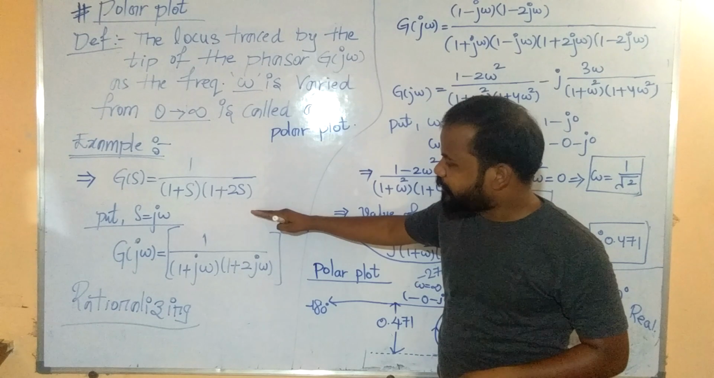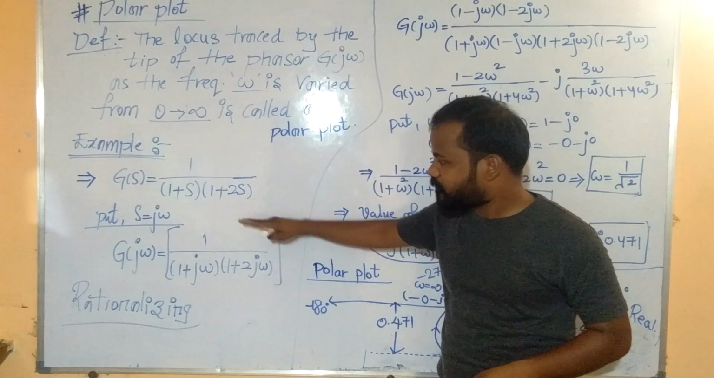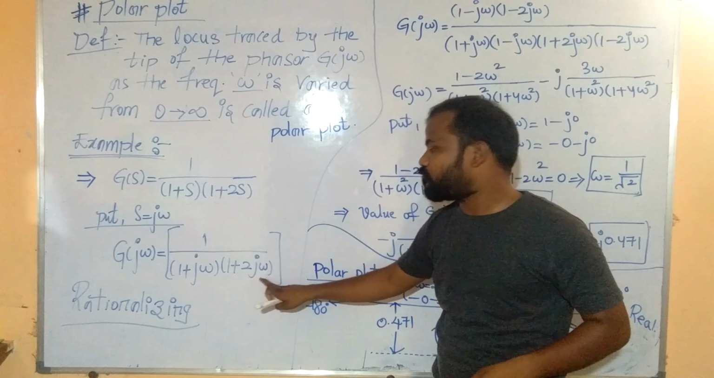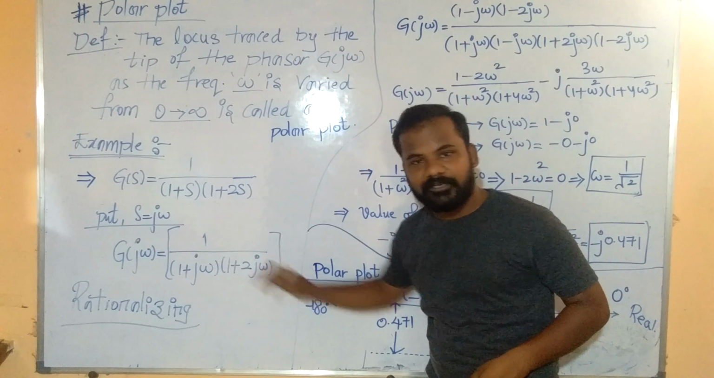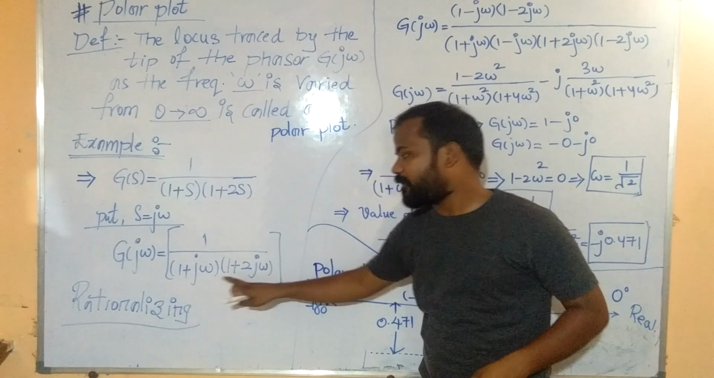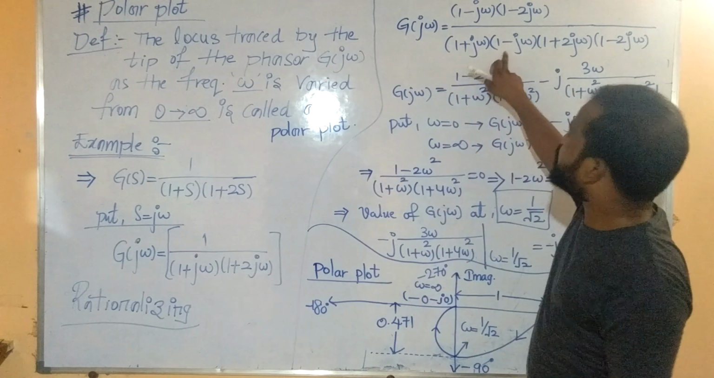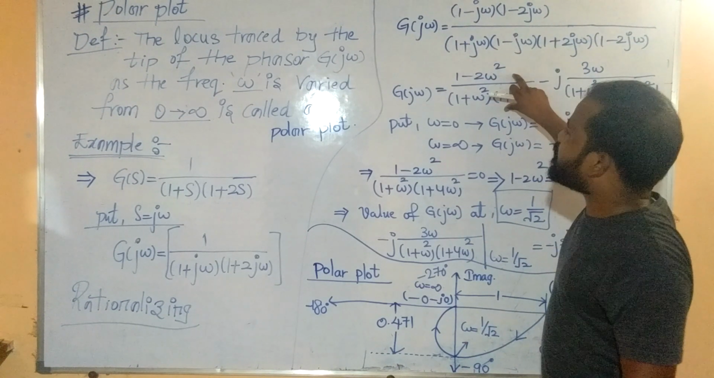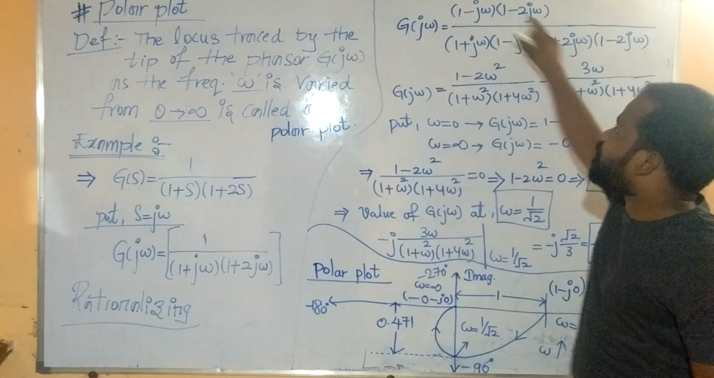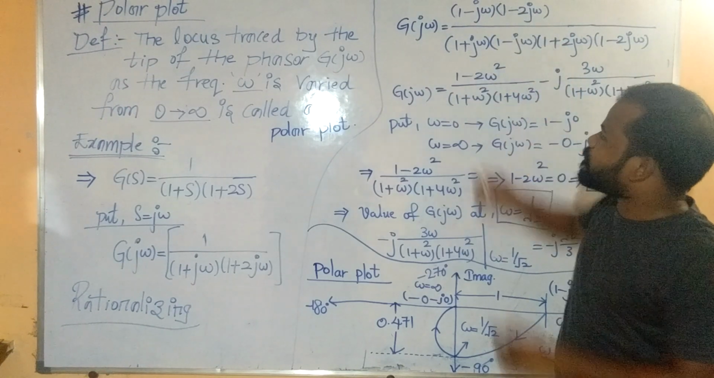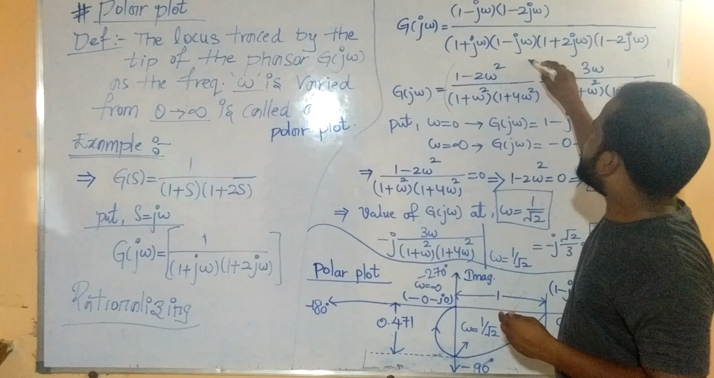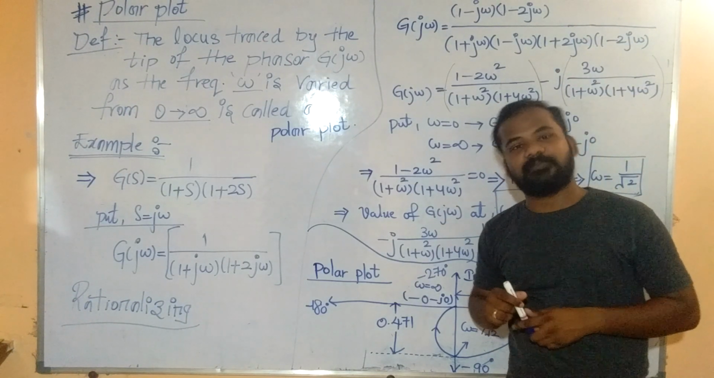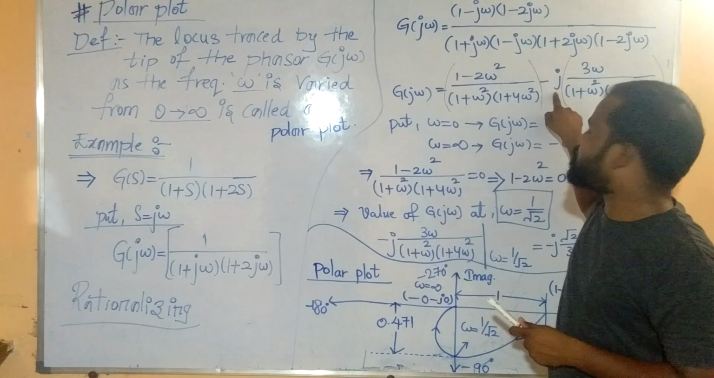The numerator consists of only 1, so it becomes 1 into (1 minus j omega) into (1 minus 2 j omega), divided by the denominator term into (1 minus j omega) into (1 minus 2 j omega). Finally you will get this. After that, simplify and separate the real part and imaginary part. The imaginary terms are those multiplied with j.